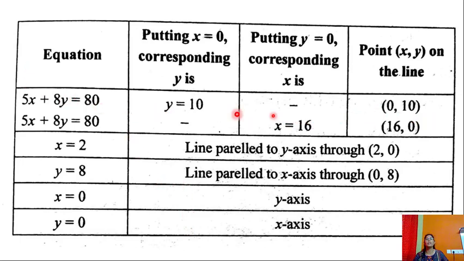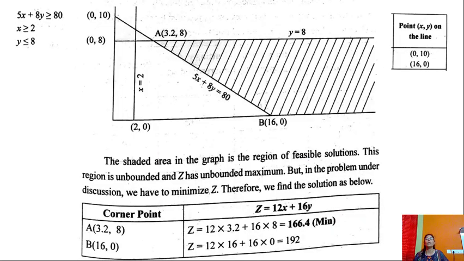The first equation, as usual, we get the points x and y. And here x is equal to 2, which is a line parallel to the y-axis. So we get x is 2 and y is 0. And y is equal to 8 is a line parallel to the x-axis, so x is 0 and y is 8. Now let us plot these points on the graph.